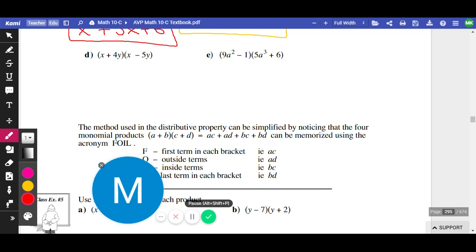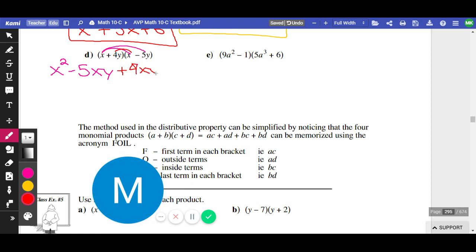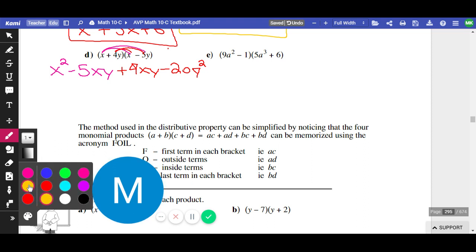So if you look at the first guy, we're going to distribute this in. X goes in to become x squared. X goes across to become negative 5xy. If you wrote it negative 5yx, it's the same thing. The next term would be 4y, goes in to be plus 4xy. And then 4y goes across to become negative 20y squared. That 4y, xy looks crazy. It connected all over the place, huh? When you do that, that's doing the proper multiplication.